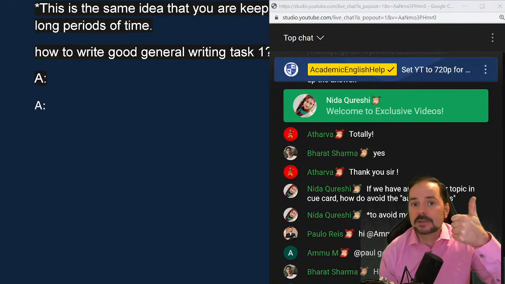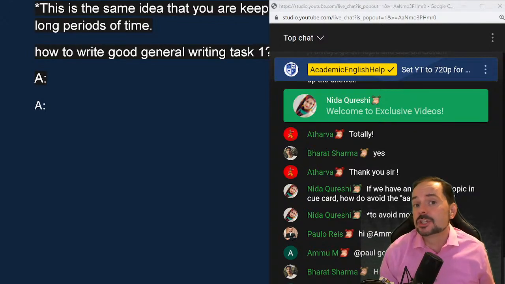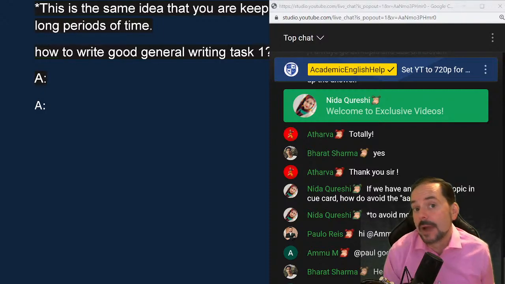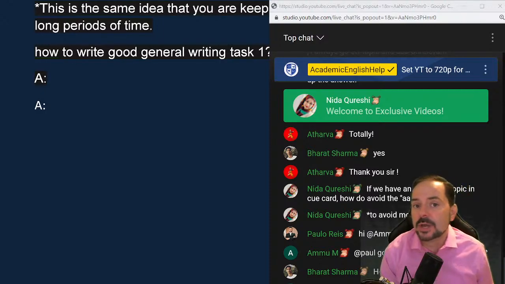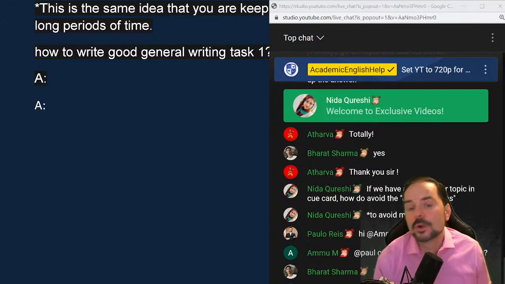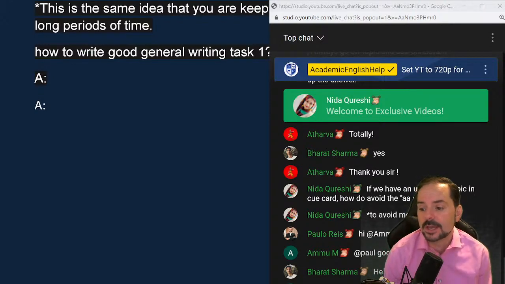There's persuasive, where you try to convince your reader of your ideas. That's task 2. There's expository, where you want to explain an idea, like a graph or a chart in task 1 academic. There's descriptive, where you try to describe an idea or an object, like I'm describing my house, for example, and I write an essay about that. And there's a 4th type, and that 4th type is task 1 general.